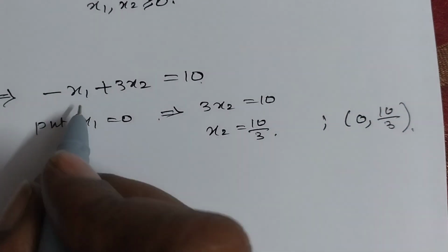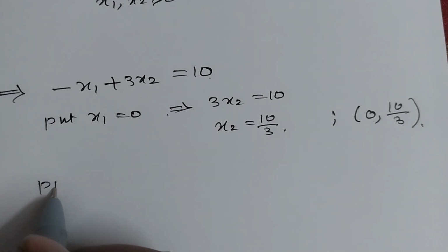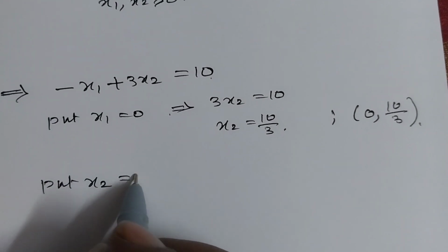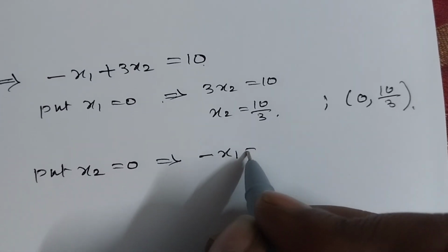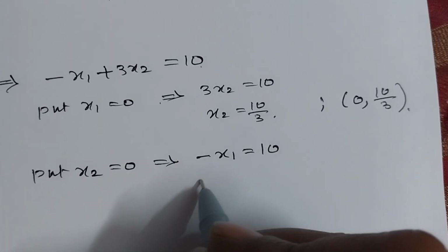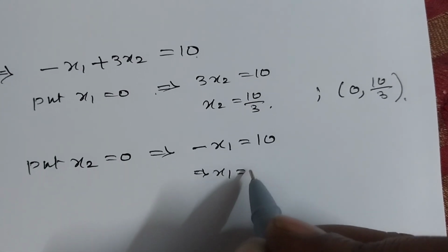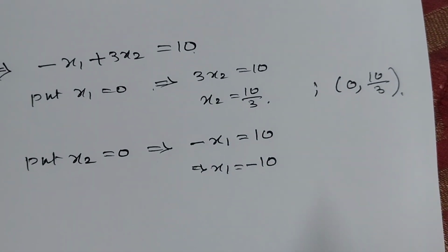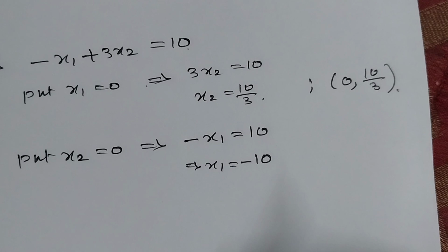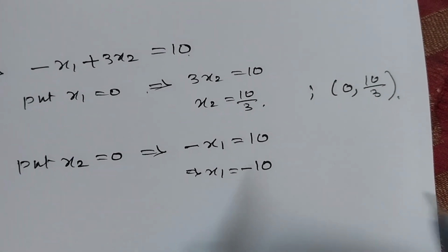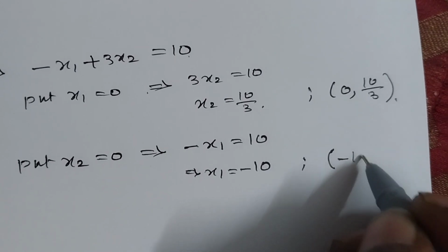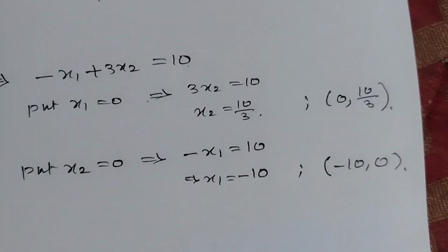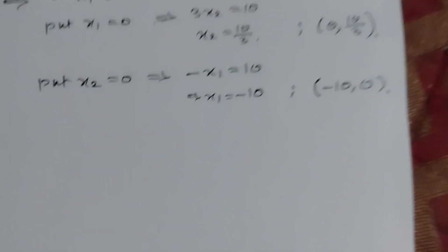Now for the same equation you put x2 equal to 0. That time you get -x1 = 10, so this implies x1 = -10. Therefore the corresponding point is (-10, 0).